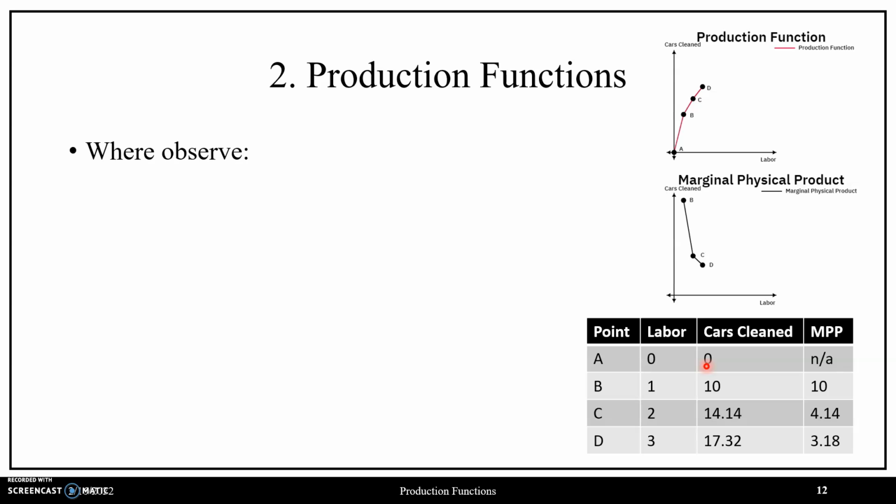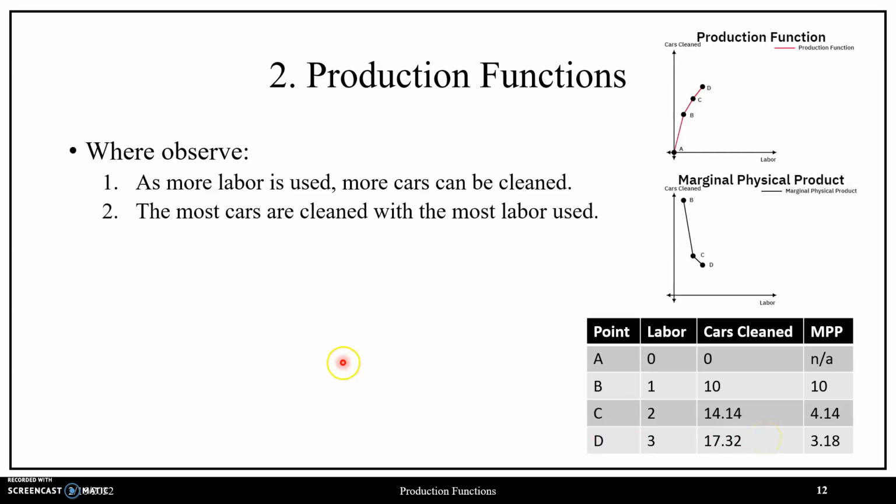So then what we have then is a positive but downward sloping curve with our marginal physical product. So then what we observe in terms of our production function, marginal physical product, and as well as our table representation of both, we saw then as more labor was being used, more cars can be cleaned. We can see this with our production function going from A to D, more labor, more cars cleaned, more inputs, then that means more output. We can also see this with our table representation going from points A to D, where labor is varying from 0 units of labor to 3 units of labor, and cars being cleaned goes from 0 all the way to 17.32 cars being cleaned.